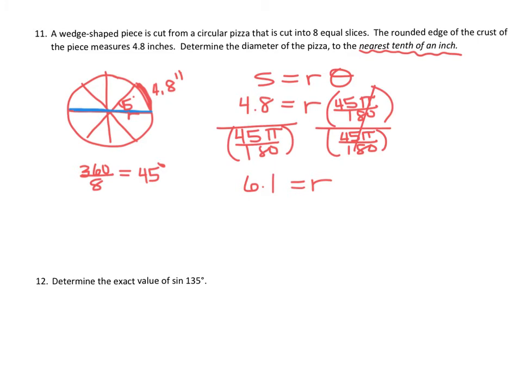Now that's the radius. We want to find the diameter. So in your calculator, you want to take that entire answer you see and just hit times 2, right? You want to double it. And when you do, you get the diameter to be 12.2 inches. So that's the diameter of the pizza.